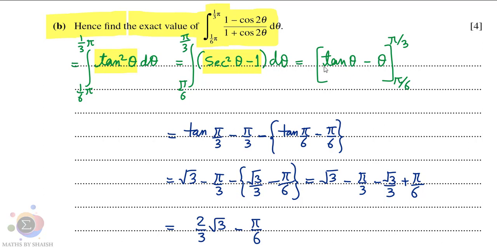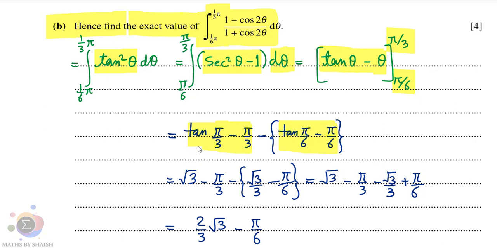Sec square theta integrates to tan theta, and the integration of 1 is simply theta, because we are integrating with respect to theta here. So we got this as the integration, and then the limits are from pi by 6 to pi by 3. We'll substitute the upper limit first: tan theta means tan pi by 3 minus theta, that is minus pi by 3, and minus the lower limit, tan pi by 6 minus pi by 6.